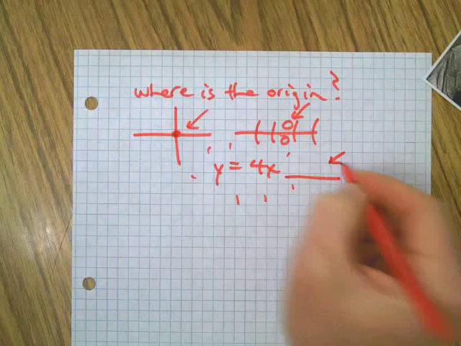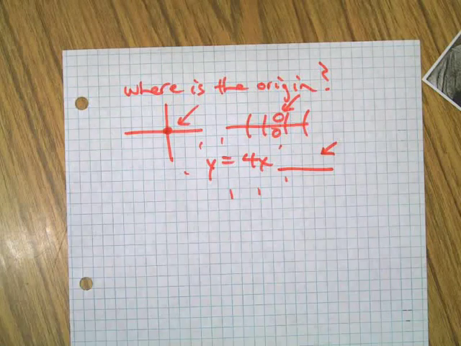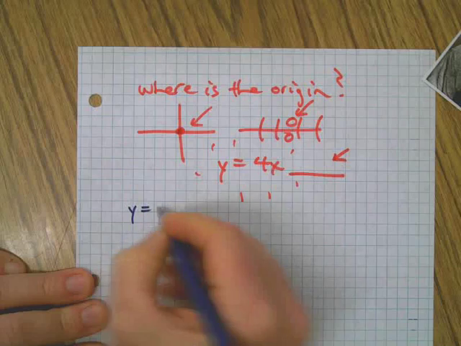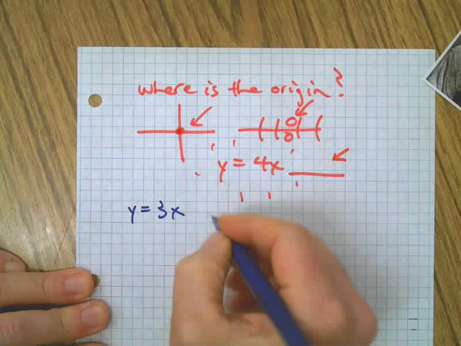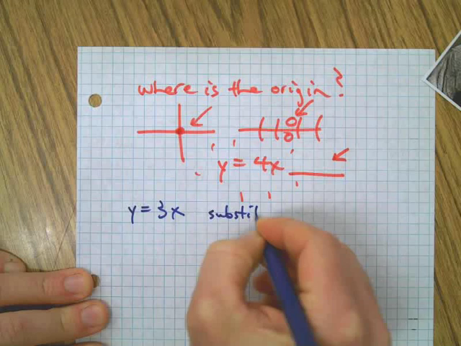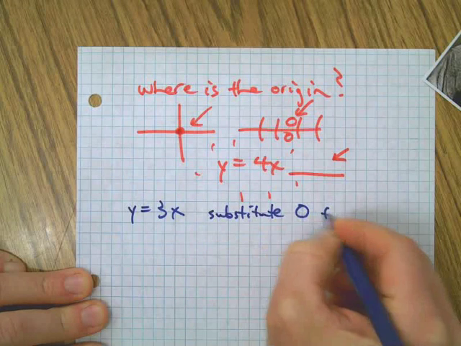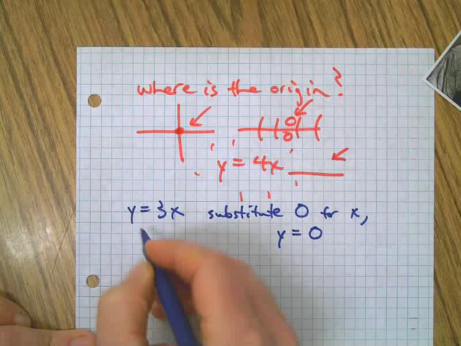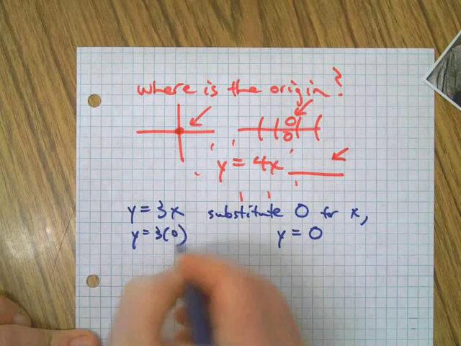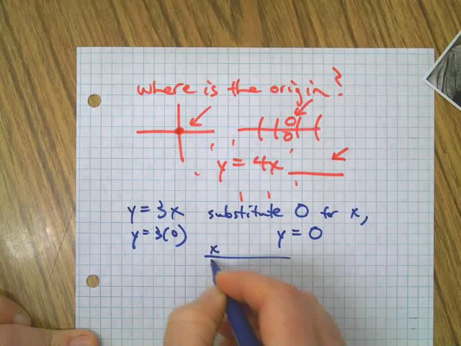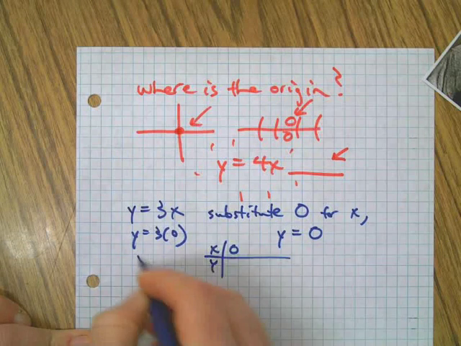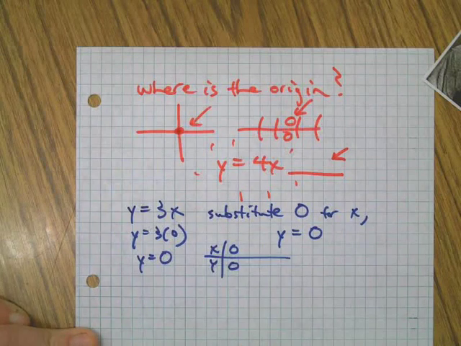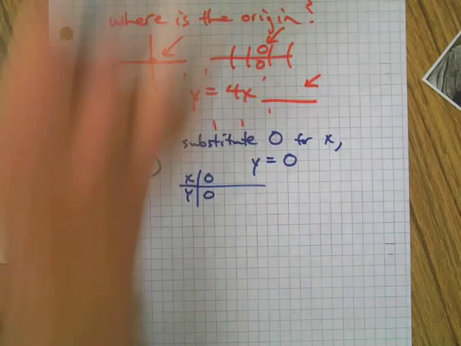Here's what I mean. It's right there. Okay? Here's why. If you have some equation like this, if you substitute 0 for x, y is 0. Right? Y equals 3 times 0. So there's my 0 on the table, and my answer for y is 0. So by doing that, that creates the origin.